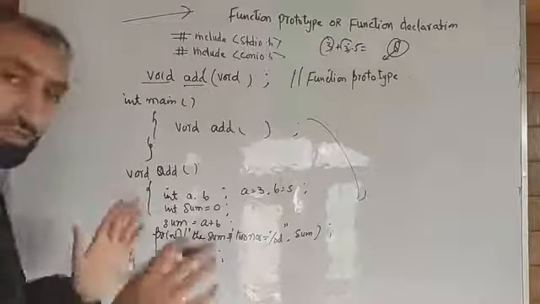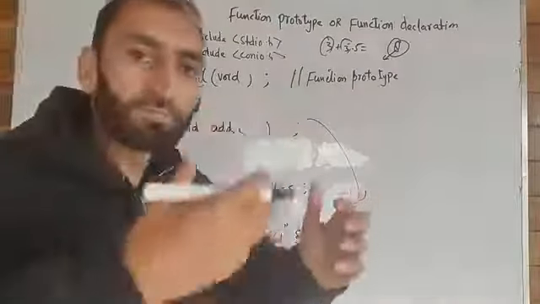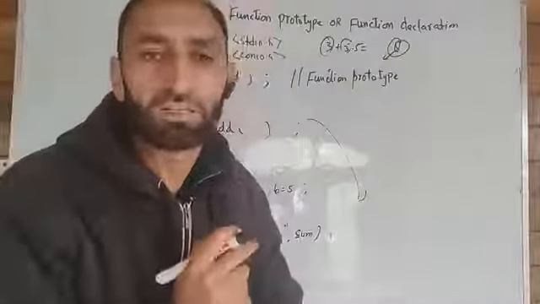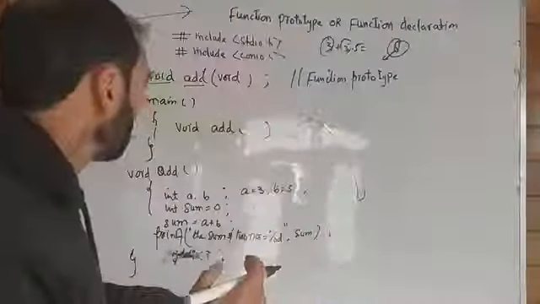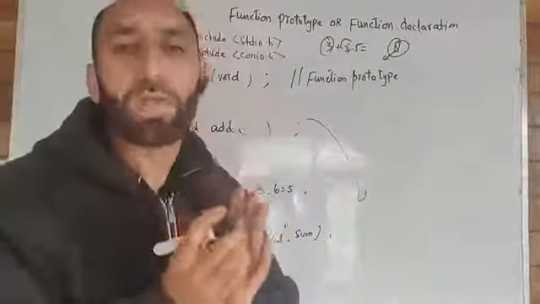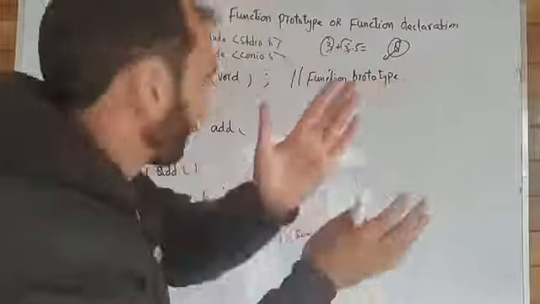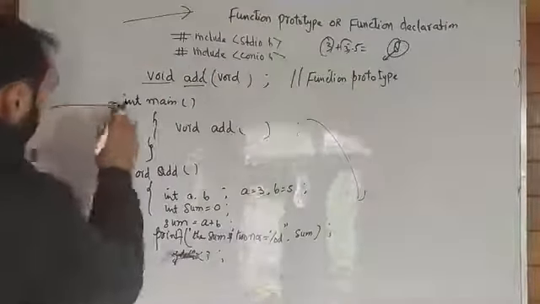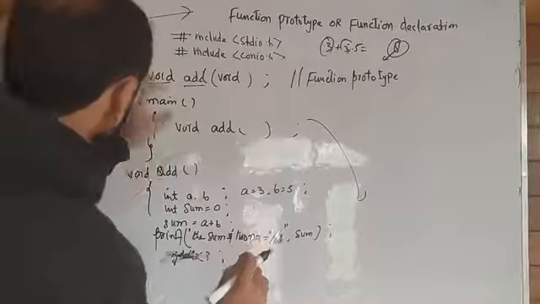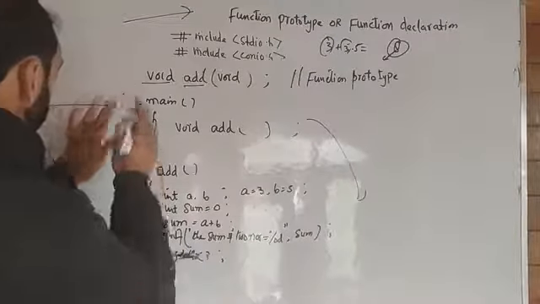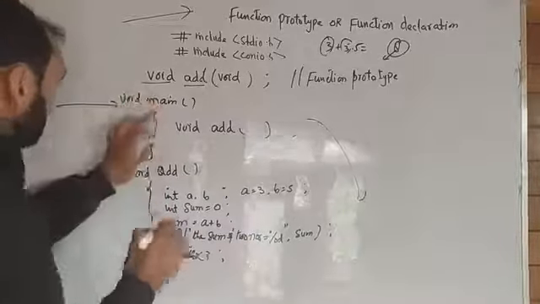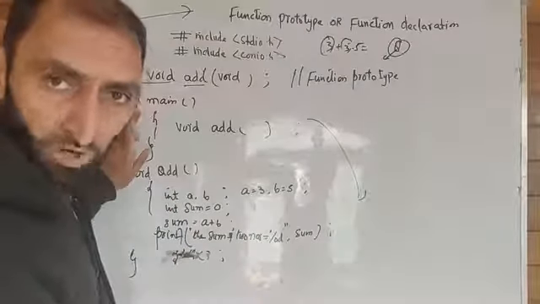We know that the execution of the program starts from main. That means first of all the execution is going to start from here. You can also write void here, as you like, or int. The execution will start from here.